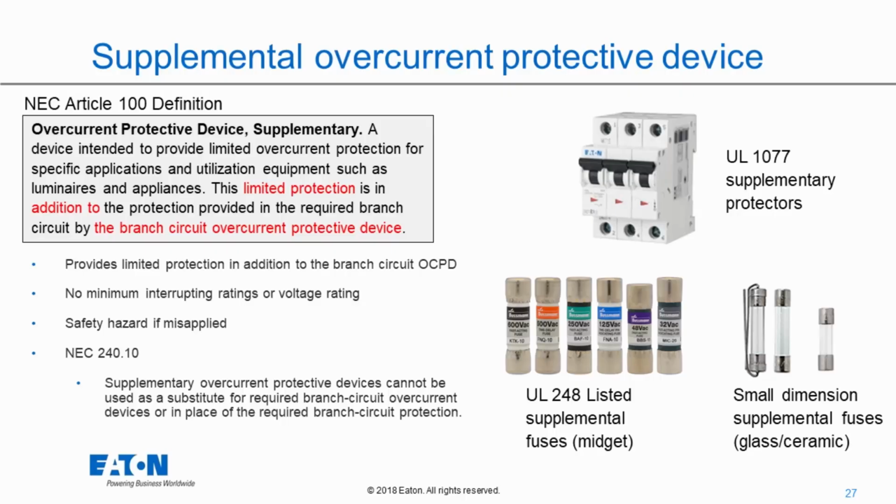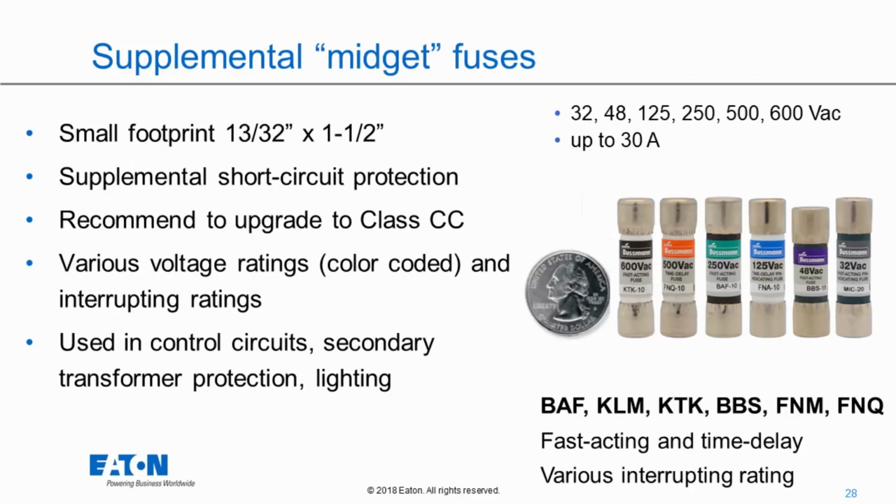When we're talking about supplemental protection, the thing to remember is that I can't use a supplemental protection where a branch is required. That's the biggest thing to take away from this. So NEC allows you to use it, but it's there for a limited protection of a particular item.